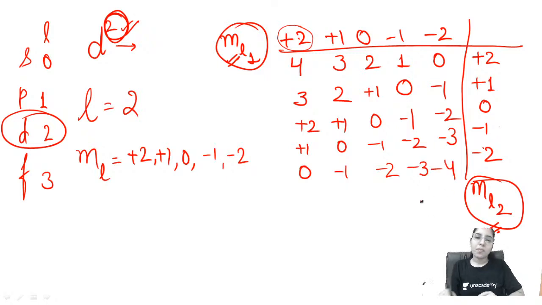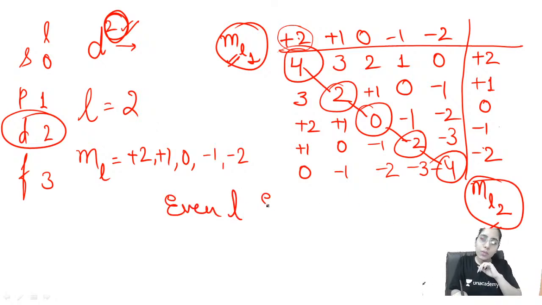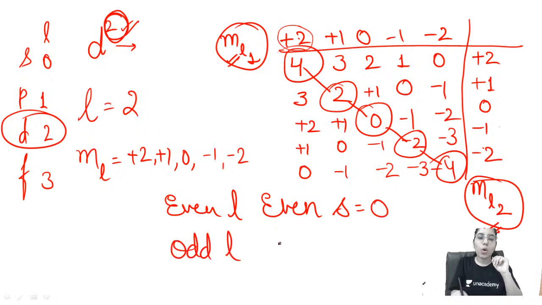Now, when I explained the Bright's scheme, I told you to observe the principal diagonal elements. These ones, the principal diagonal: 4, 2, 0, minus 2, minus 4. I even told you a trick to prepare it. That's going to be even L, even spin, that means only for 2 electrons. Even spin means 0, and odd L means odd spin, that means 1. For 2 electrons only 2 spins are possible, 0 and 1.